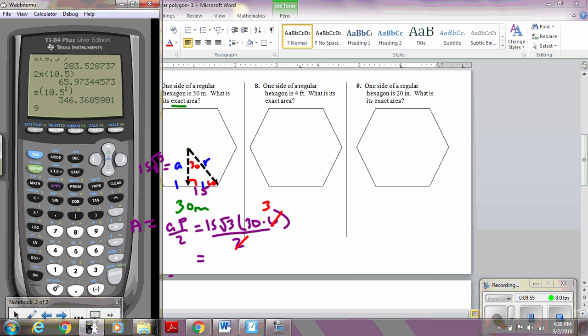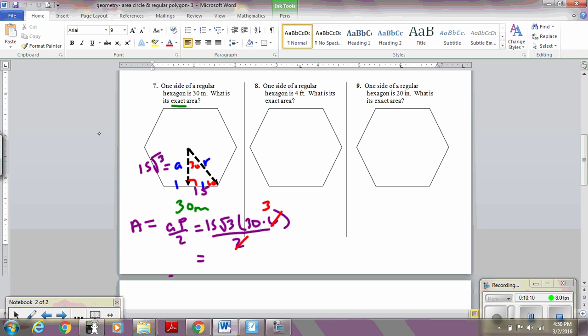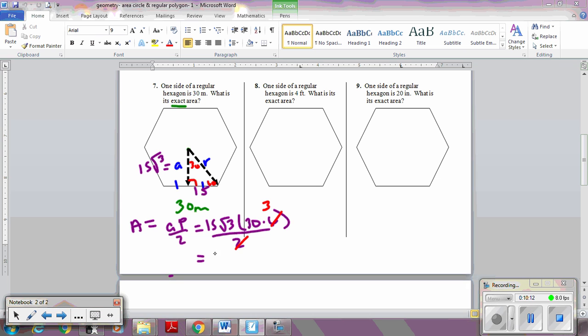So 90 times 15 is 1350. So the area is 1350 root 3 meters squared.